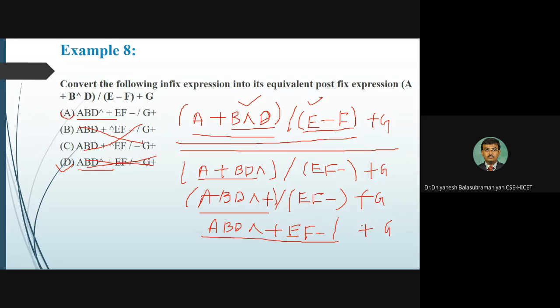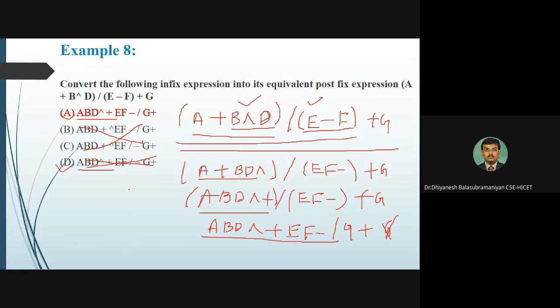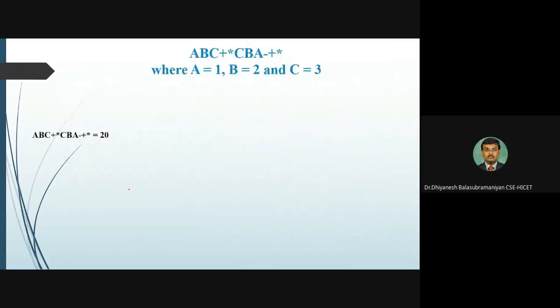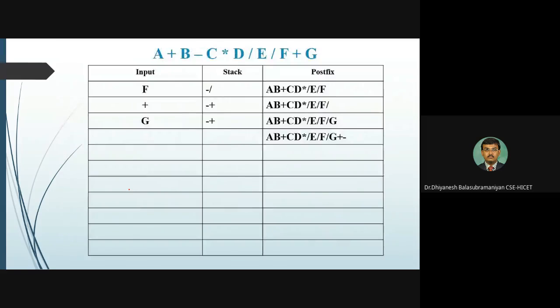This is the answer. After solving this, the G will come here. Okay, the G will come here. So this is your answer. This is how you can also predict the answers. So these are some of the examples I have seen in the stack.